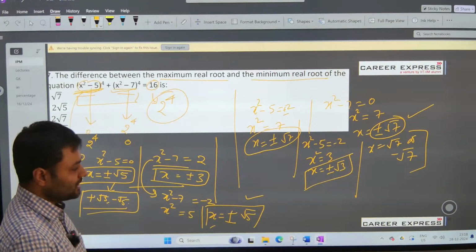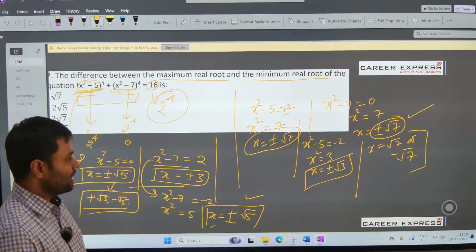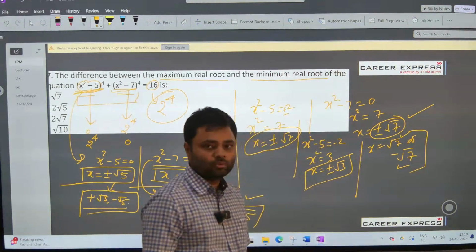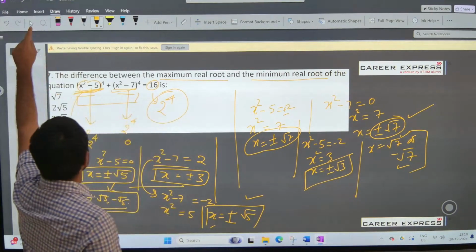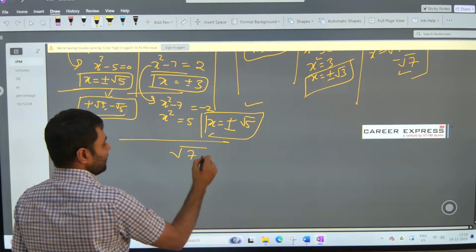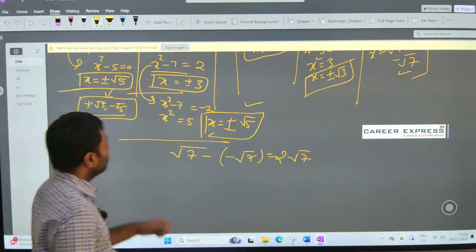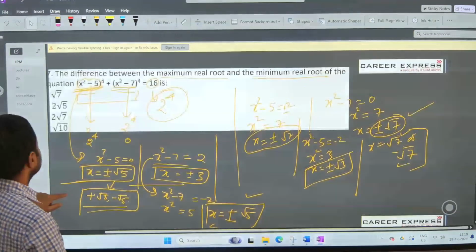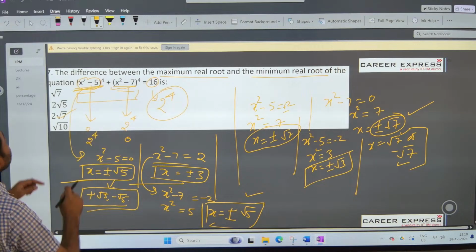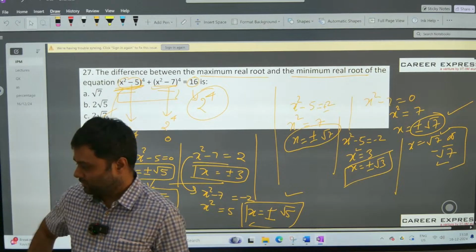Right? So if these are the roots, then what we have to do is find the maximum root and minimum root. So obviously root 7 is the maximum root and minus root 7 is the minimum root, and the difference between the maximum root, which is root 7, and the minimum root, which is minus root 7, will be 2 root 7. Hence the answer is 2 root 7, which is option C. Option C. Right? I hope the concept is clear.